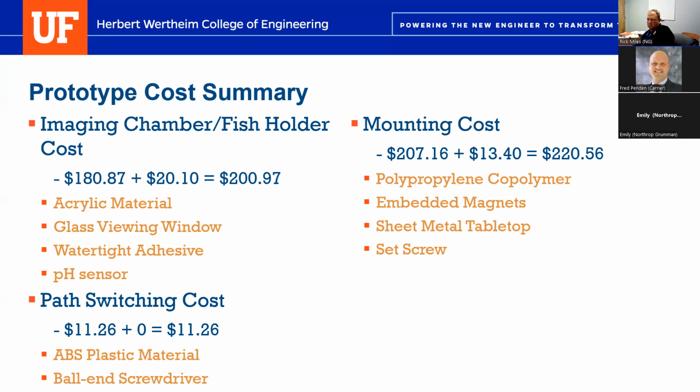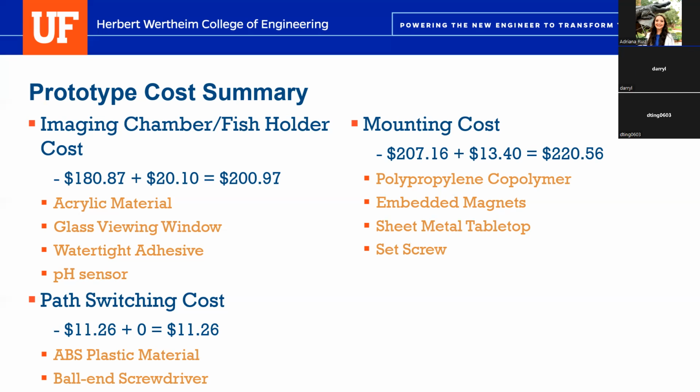The total cost for the path switching subsystem is $11.26. Purchased parts for this subsystem include a 3D printed ABS plastic hinge, which would be printed for free through the University of Florida, and a ball end screwdriver purchased online. Furthermore, the watertight adhesive used in the imaging chamber can be reused here to adhere the hinge to the magnetic base. The material cost for the mounting subsystem is $207.16.